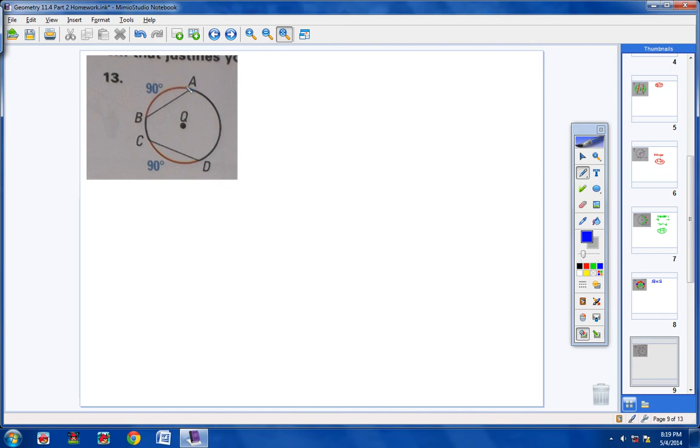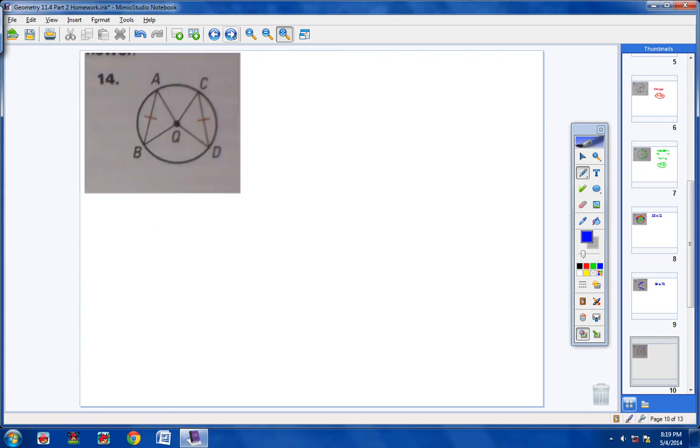Do you see how this red arc is 90? Sure you do. Do you see how this red arc here is 90? Well, sure. So we know for sure, I'm going to put a mark here, arc AB and arc CD are congruent. So we learned a theorem that stated this: when two arcs are congruent, then their corresponding chords are congruent. So I know that segment AB is congruent to segment CD. There we go.